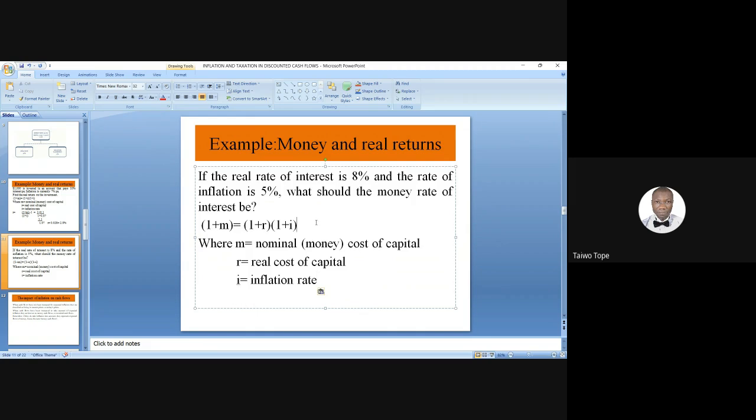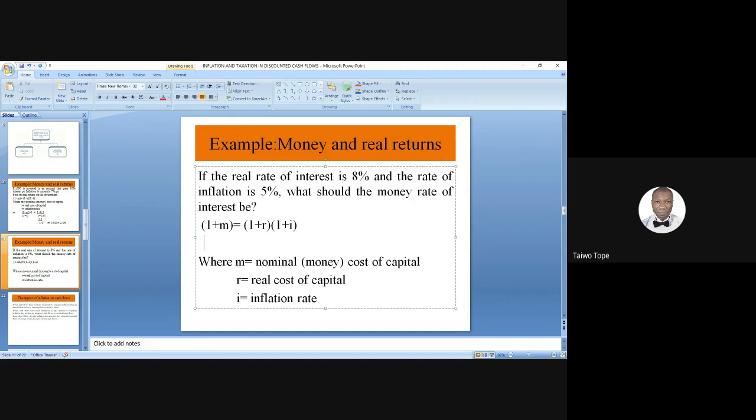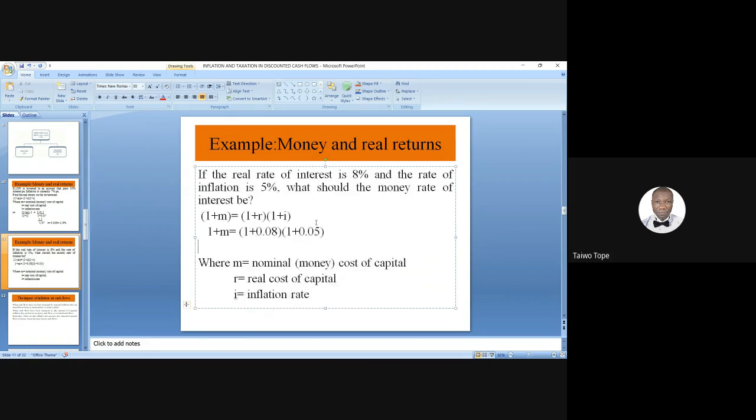Now, in the question, what values are you given? For you to determine the value of M, you have your real rate, that is 1 plus 8%, which is 0.08. And your inflation is 1 plus 0.05. So when you simplify further, you're going to have 1 plus M equal to what?